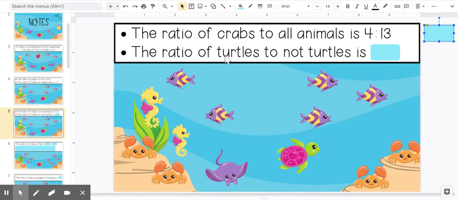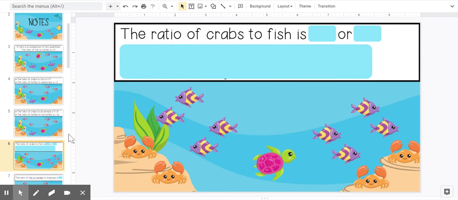The ratio of turtles to not turtles. So we have to figure out how many of these animals are turtles. 1. And how many of them are not turtles? Well, we just counted there's 13 total animals. So 1 turtle is, the other 12 are not turtles. So 1 to 12.